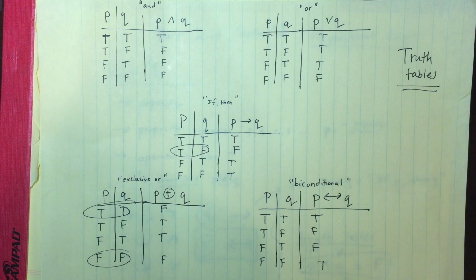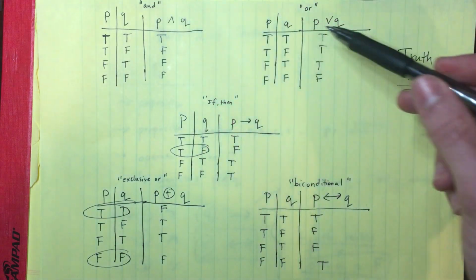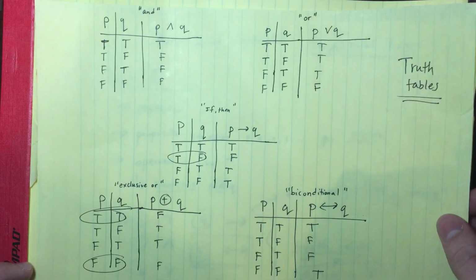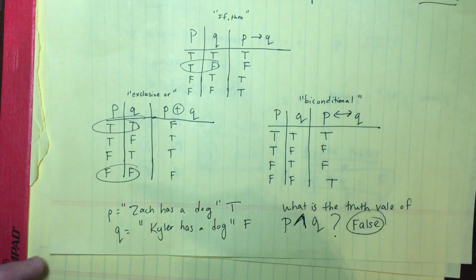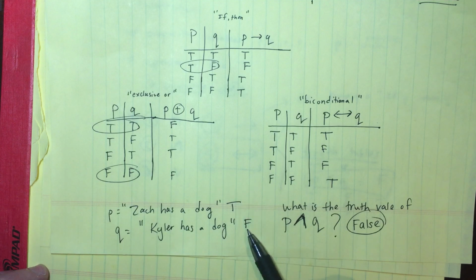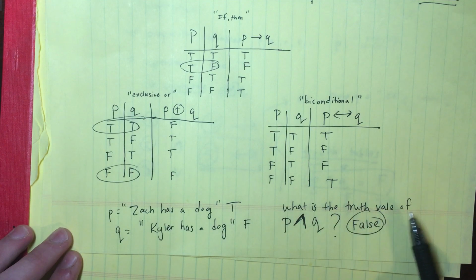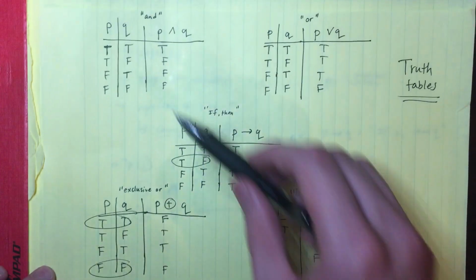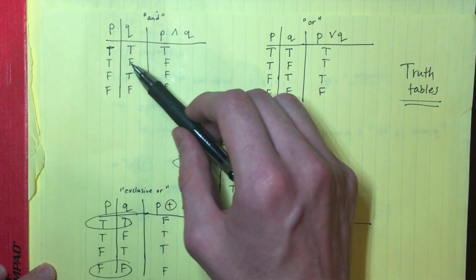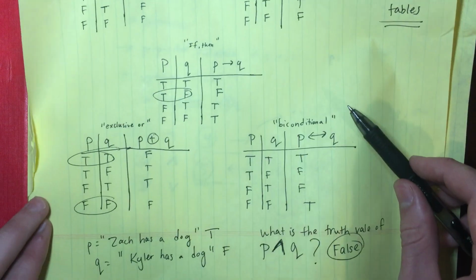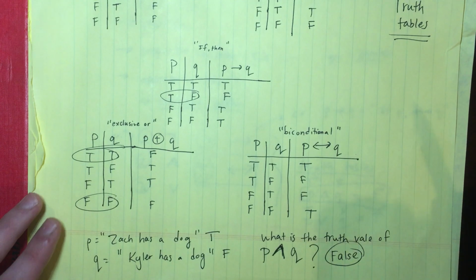These are a bunch of truth tables for the and, the or, if then, and exclusive or, and we're learning this truth table today. Like I said, P is Zach has a dog, Q is Kyler has a dog. If this is true and this is false, and the teacher asks what is the truth value of P and Q, you go to your and table, since you're using and right here. Since the first one is true and the second one is false, the statement would be false. So the truth value of P and Q is false. Super easy.